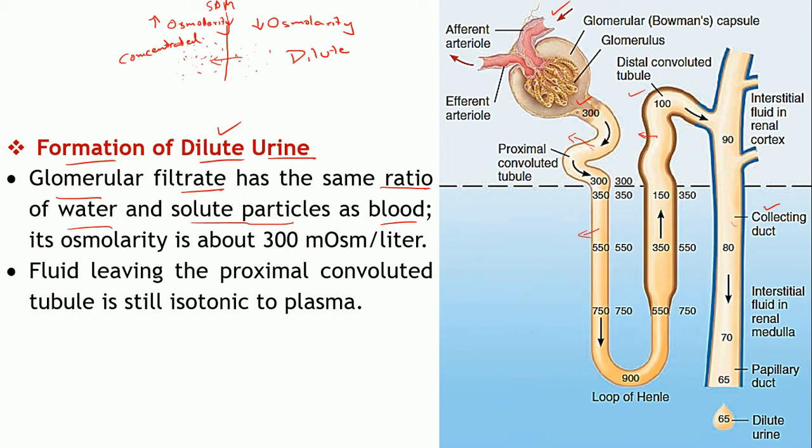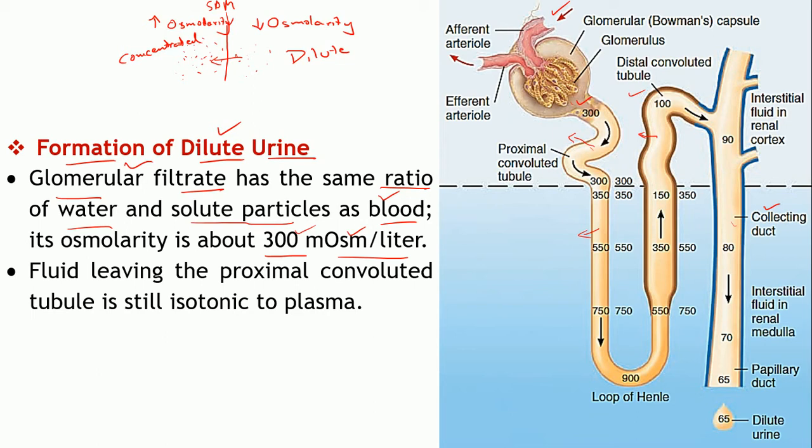Now, as this filtrate is formed, it has an osmolarity of about 300 milliosmoles per liter. That is the unit of osmolarity. This osmolarity is the same as that of the blood. Why is this the same as blood? Filtration has taken place and everything does not get filtered out, but still the osmolarity is almost the same as that of blood. Why? That is because your filtrate has the same ratio of water and solute particles as blood. So that is why the osmolarity does not change.